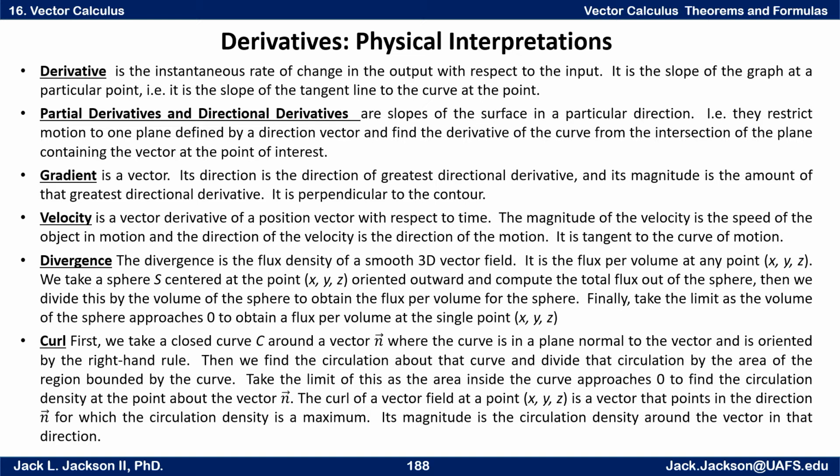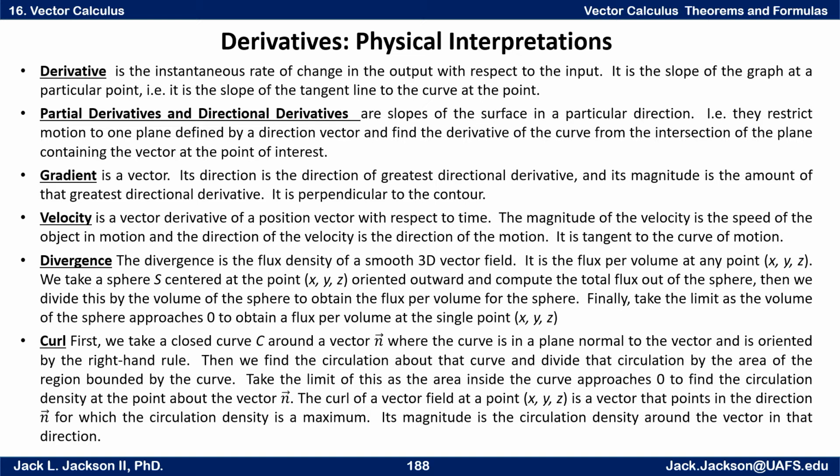So that gives you a circulation density. And then we take the limit of this as the area inside the curve approaches zero, so you lasso this thing and then pull it tight, to find the circulation density at the point about the vector. And that's going to give you a circulation density about a particular normal vector. Okay, then what if we take this point and there are all these different normal vectors we can choose.